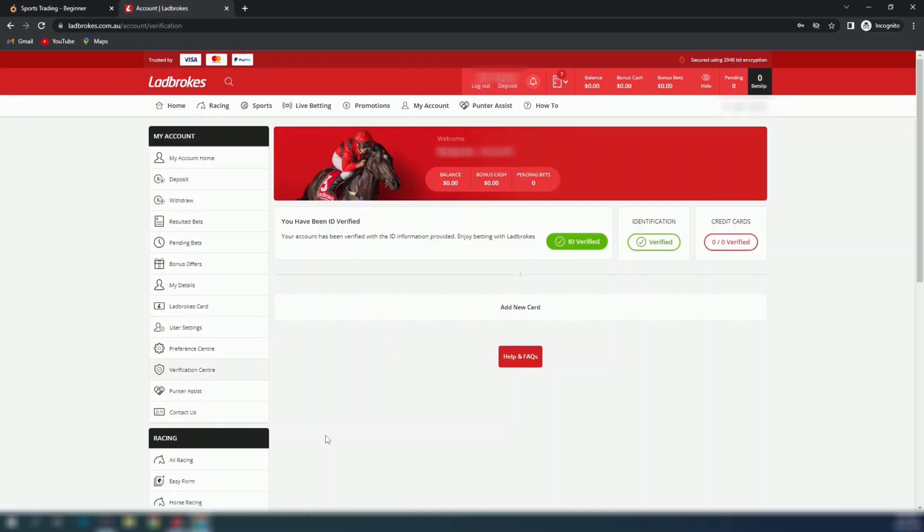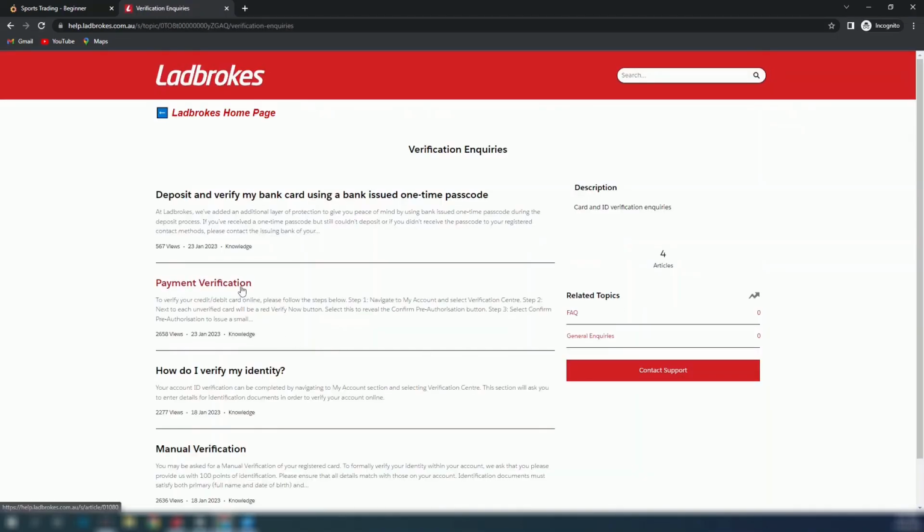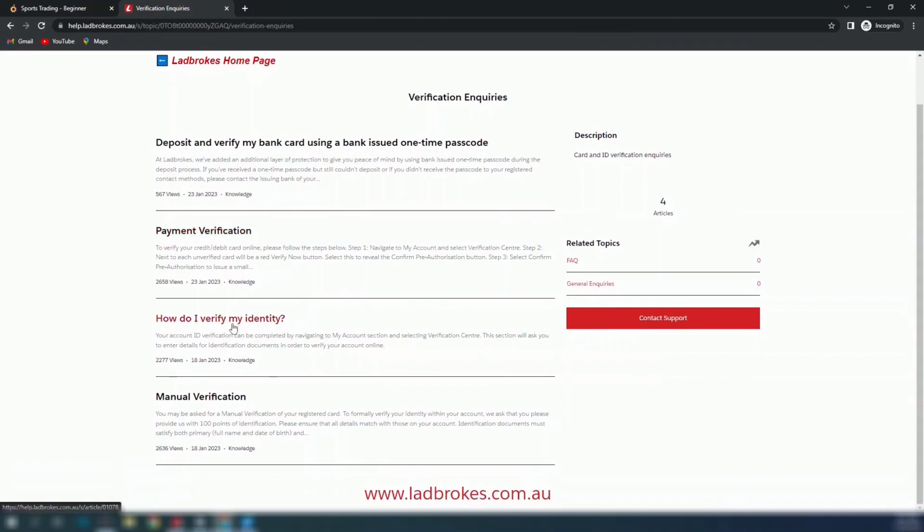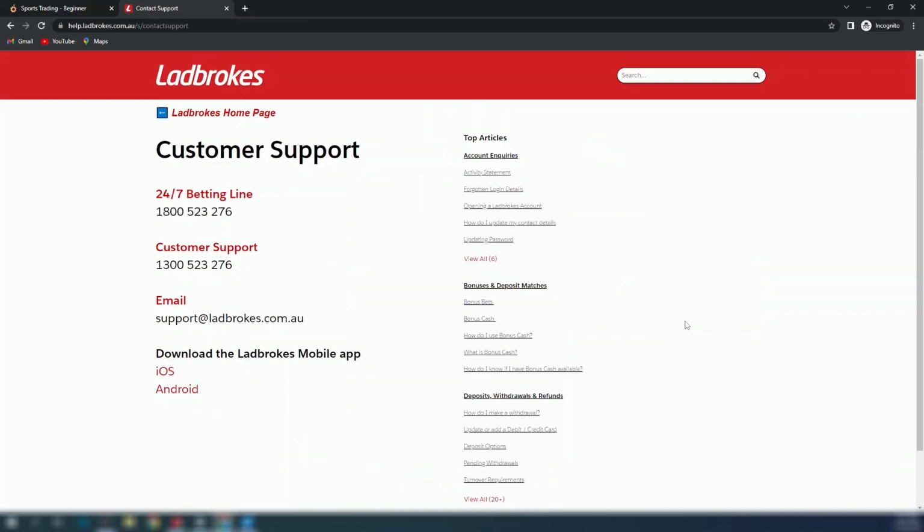And if you had any trouble verifying the account, you can just click on the help and FAQs button there. And there's a help doc here that runs through how to verify your identity on the account if you didn't understand how that was supposed to be done. And then also if you have more specific issues, you can click the contact support button.